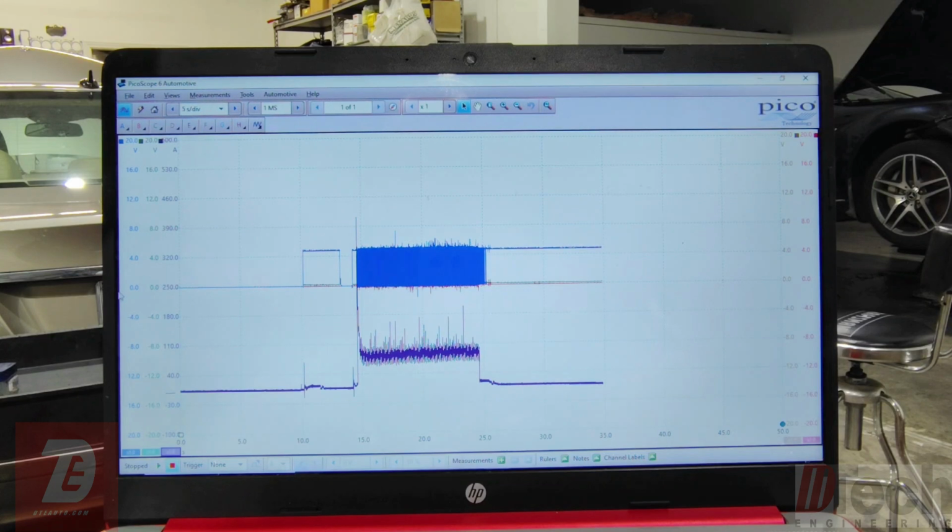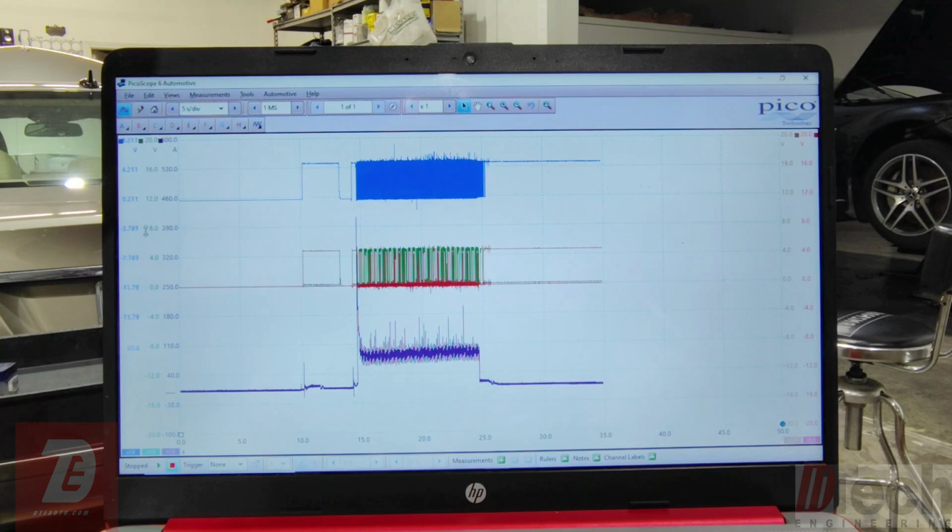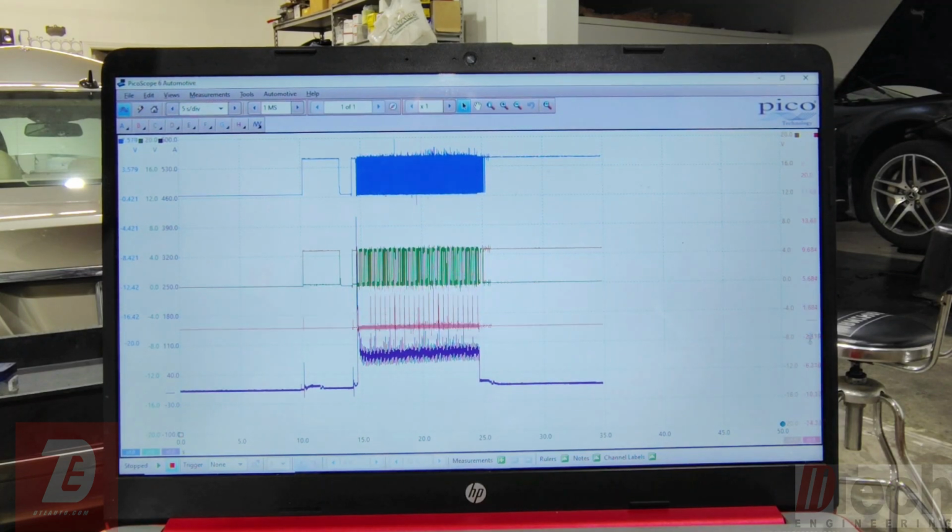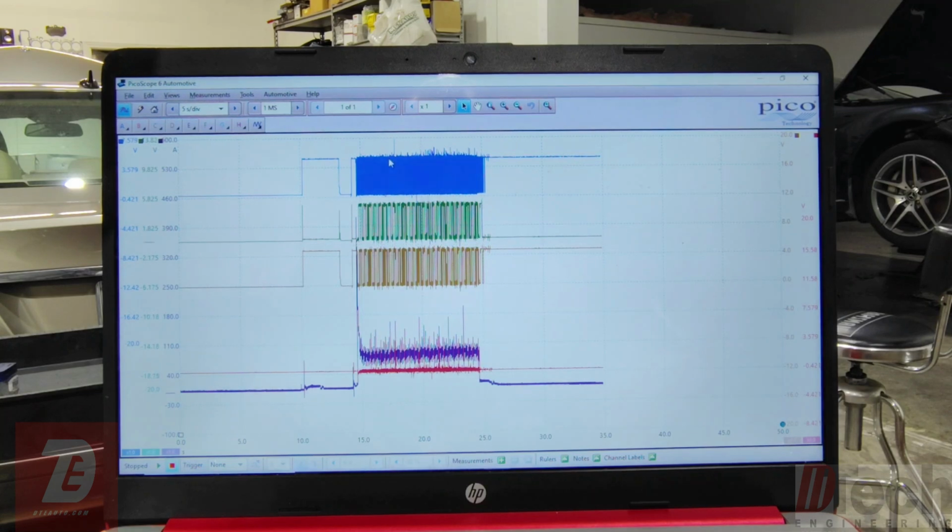Blue channel is going to be our crank sensor signal. Red is going to be our sync. Let's bring that down to the relative compression. Green is intake, and yellow is our exhaust. Let's look at relative compression first.